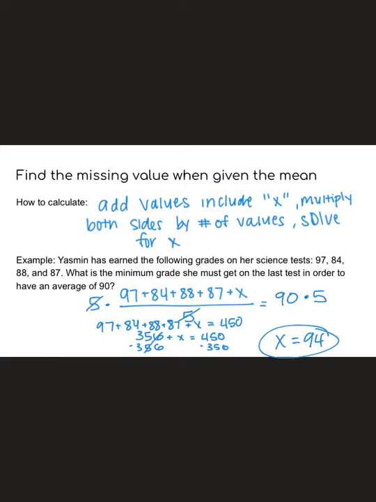So you're still setting it up the exact same way, and then you're just solving for that x. There might be some questions like that on your OST. This particular example is actually going to be on your homework, so make sure that you understand how it goes, and you should be good to go.